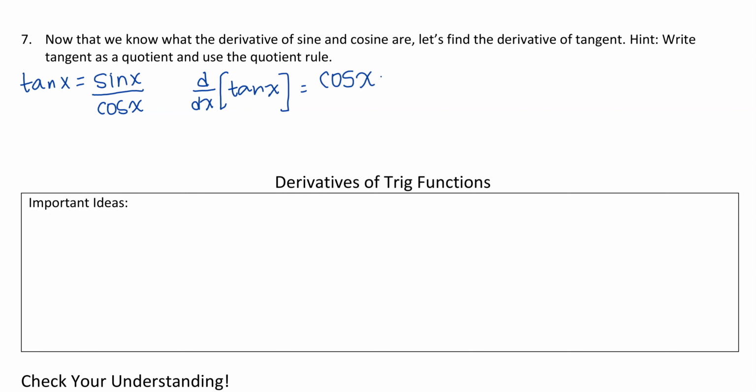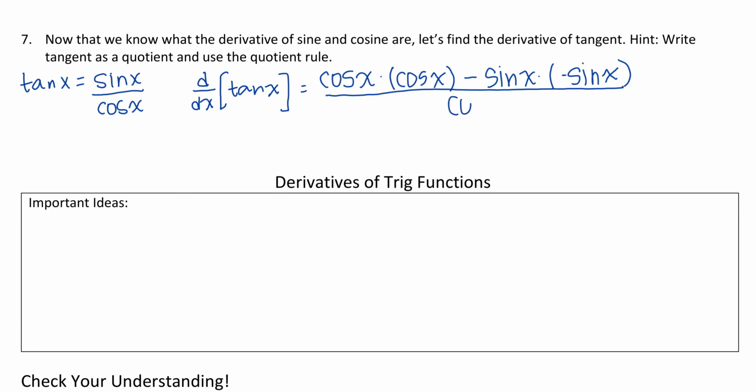So what's the derivative of sine of x? Cosine of x. Minus the top, sine of x, times the derivative of the bottom, which is negative sine of x. Good deal. And this is all over the bottom squared. So I'm going to write it like that. Okay. All right.